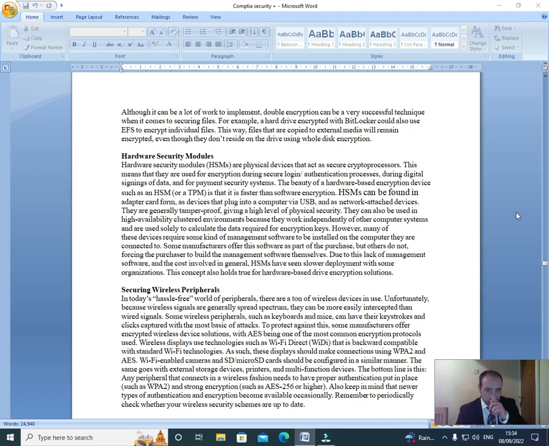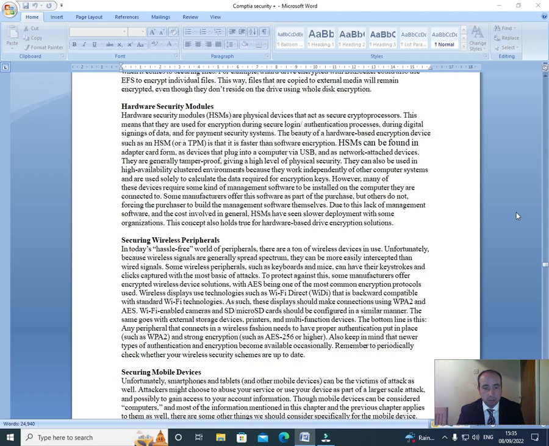Although it can be a lot of work to implement, double encryption can be a very successful technique when it comes to securing files. For example, a hard drive encrypted with BitLocker could also use EFS to encrypt individual files. This way, files that are copied to external media will remain encrypted even though they don't reside on the drive, using whole disk encryption.